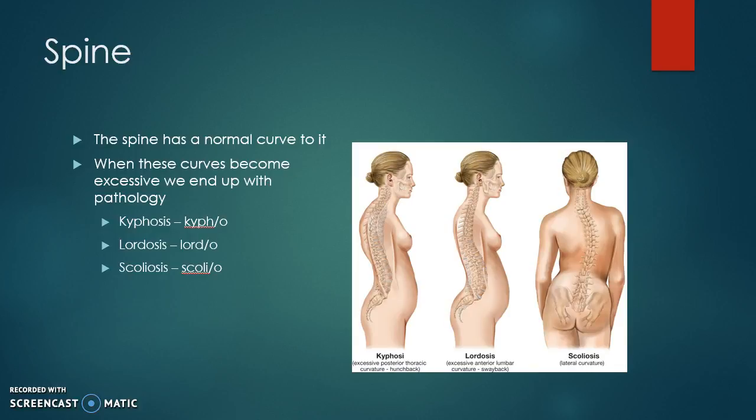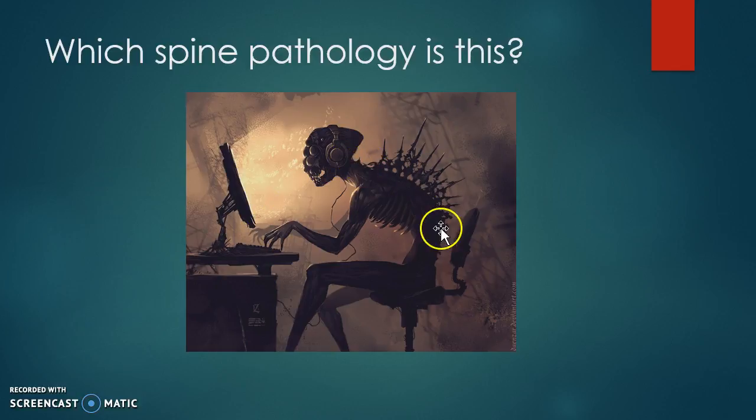So your spine has a normal curve to it, but sometimes curves become excessive, and these lead to different kinds of pathology. So this we call a kyphotic spine. This we call a lordotic spine, and this we call a scoliosis or scoliotic spine. So these have different curves, right? The lordotic is where you get this pronouncement of the abdomen, and kyphosis is the hunchback spine. So what pathology is this? I'll leave that up to you, but hopefully you can figure out from the previous picture what pathology we're dealing with there.